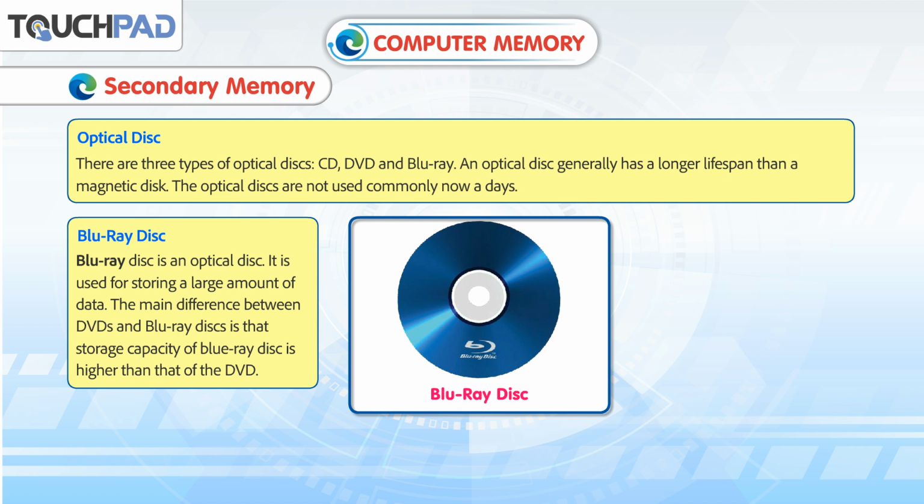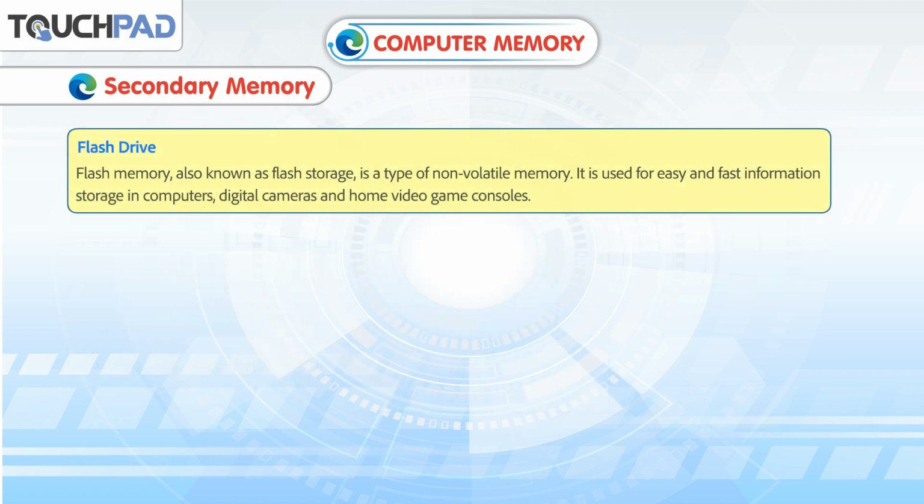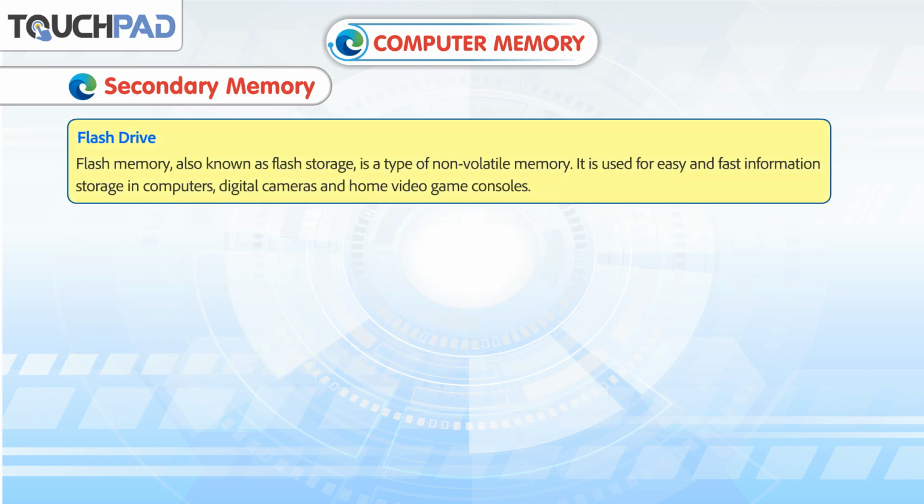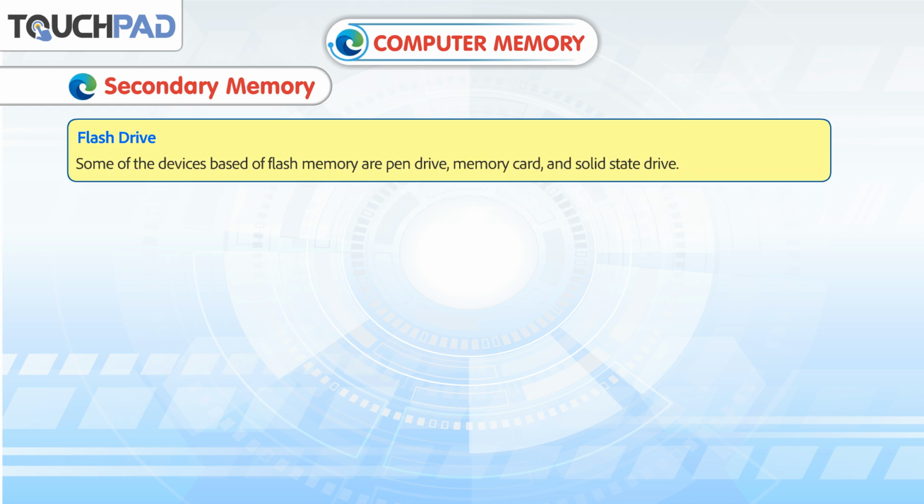Blu-ray disc. Blu-ray disc is an optical disc. It is used for storing a large amount of data. The main difference between DVDs and Blu-ray discs is that storage capacity of Blu-ray disc is higher than that of the DVD. Flash drive. Flash memory, also known as flash storage, is a type of non-volatile memory. It is used for easy and fast information storage in computers, digital cameras, and home video game consoles.